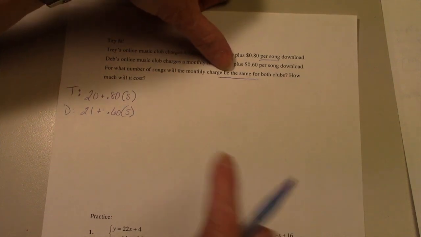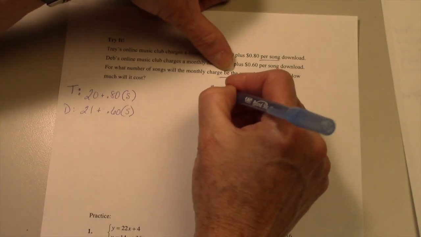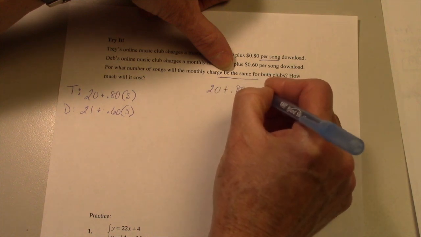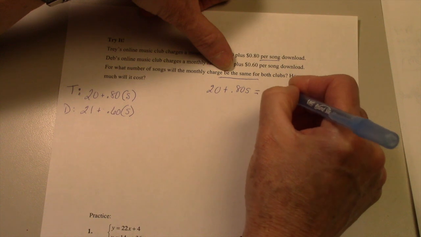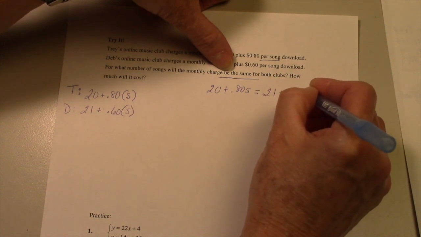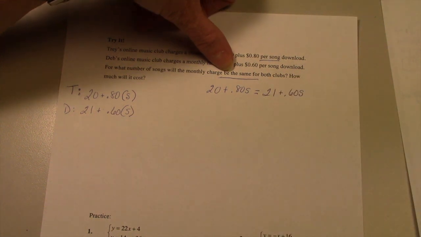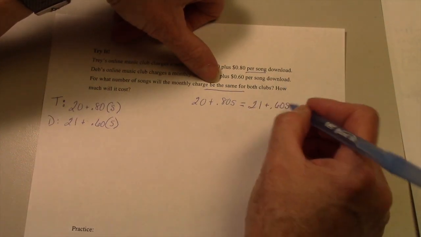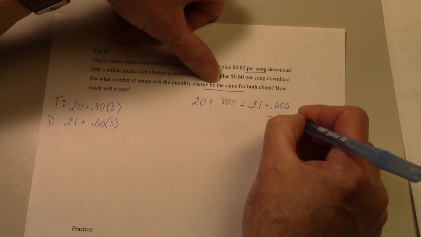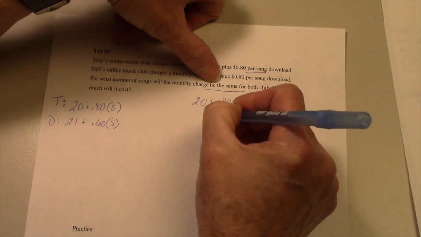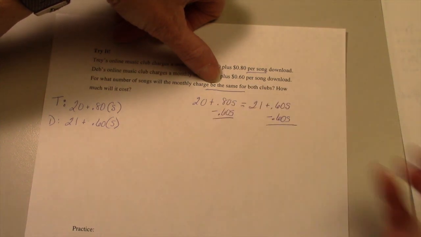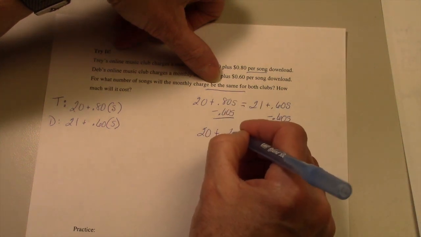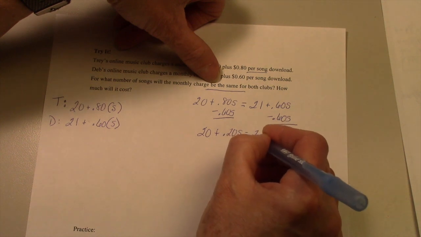When will they be the same? Set them equal to each other. 20 plus 0.80 S equals 21 plus 0.60 S. Right? Let's move the 60 over to here. So subtract 60 cents per song, subtract 60 cents per song. So we get 20 plus 20 cents per song equals 21.